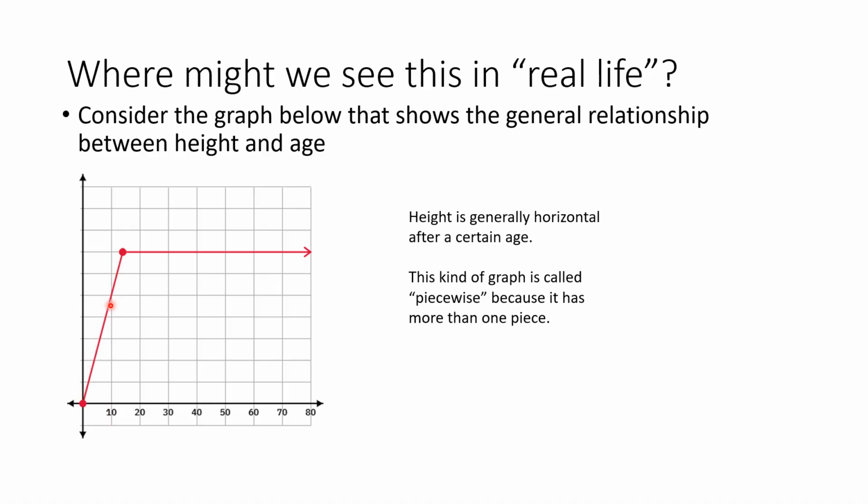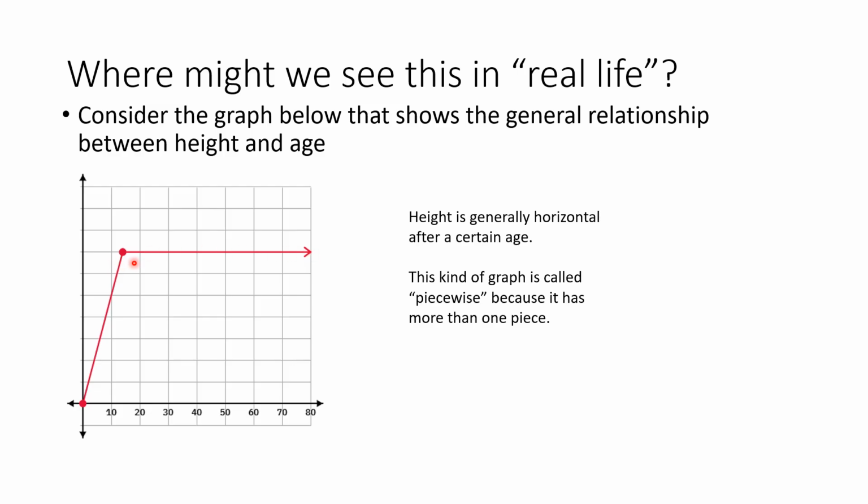you're going to grow. Now, you don't necessarily grow at a constant rate like that. There are things called growth spurts where you might grow a little bit faster. But let's just say, for the sake of simplicity, that between the time you were born to somewhere in your teenage years, it'll be a little bit different for everybody, you grow. And then you hit your adult height. So height is generally horizontal after a certain age.